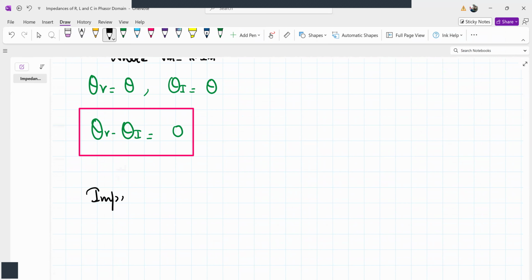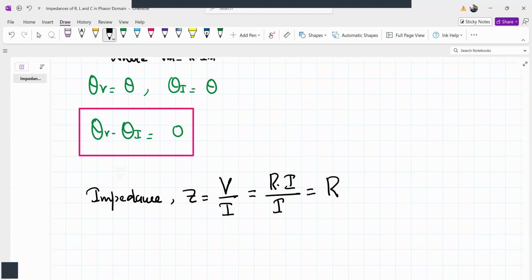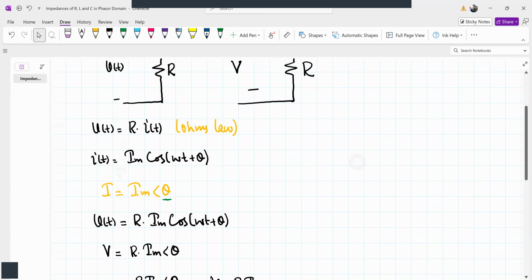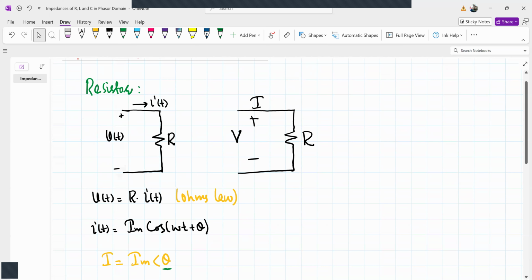The definition of impedance in an element, denoted by Z, is V phasor divided by I phasor. Now V phasor is R times I phasor divided by I phasor. So I and I cancel, so we are left with R. So the impedance offered by a resistor is simply R. So when the voltage and currents are varying with respect to time, the impedance offered by the resistor is simply R. Okay, same as in DC circuits.